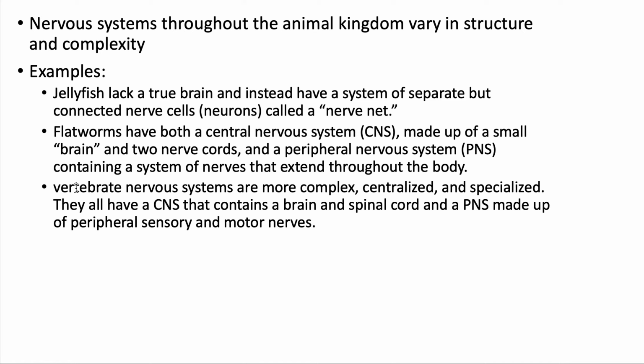Then for vertebrates, our nervous systems are more complex. They're centralized and specialized. They have a central nervous system that contains the brain and a spinal cord, and a peripheral nervous system made up of the peripheral sensory and motor nerves. All right. So you can see just from jellyfish to vertebrates just how different things are.